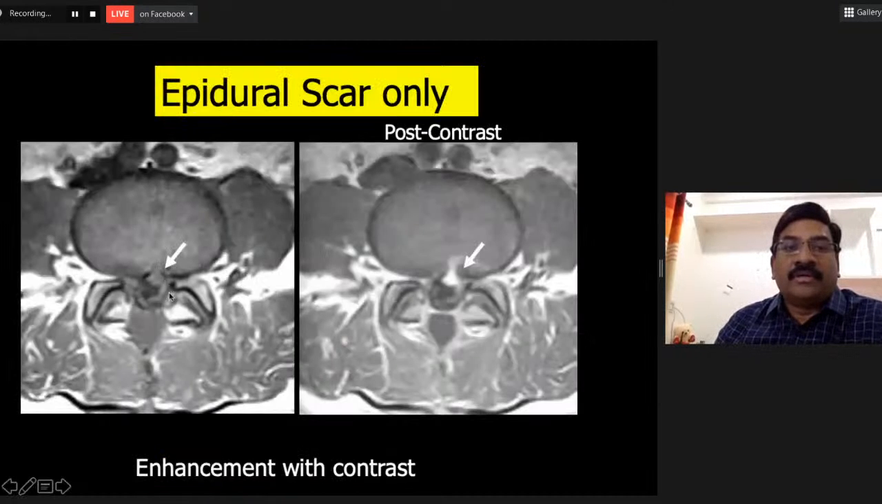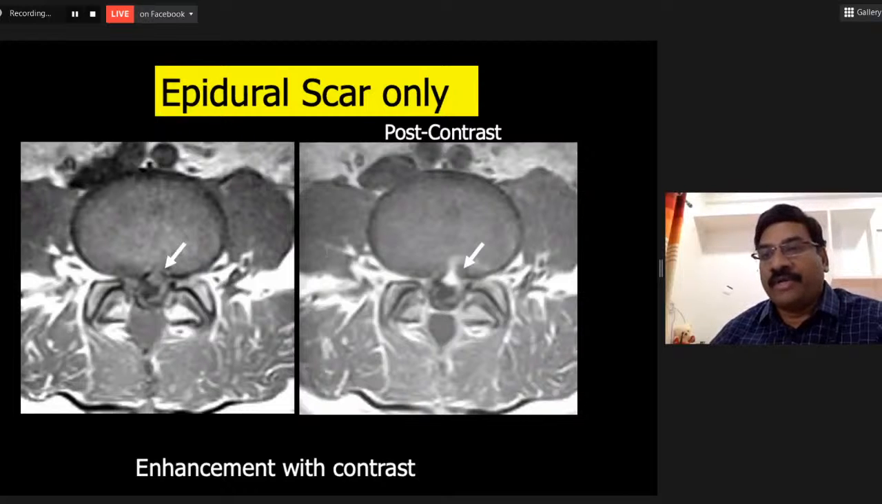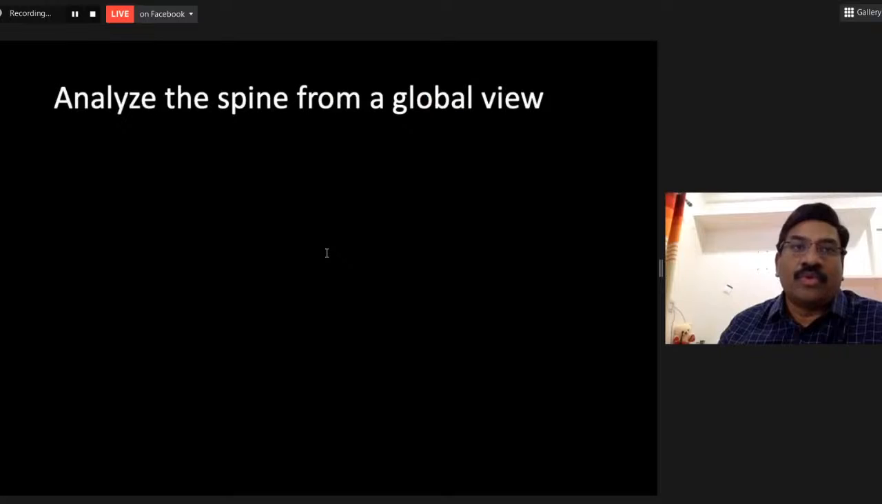On the T1 weighted image, scar tissue enhances entirely. There is no hypointense lesion inside it. There is a direct blood supply to the scar, so whatever contrast you give, the scar also takes it up. So it becomes bright on the post-contrast T1 weighted image. But the disc will be hypointense and only enhances in the periphery. That is one important point you need to know about the scar.